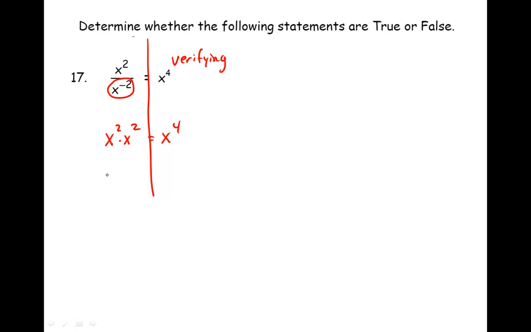X squared times x squared is x to the 2 plus 2, which is x to the 4th. And x to the 4th is equal to x to the 4th, so this particular statement is true.